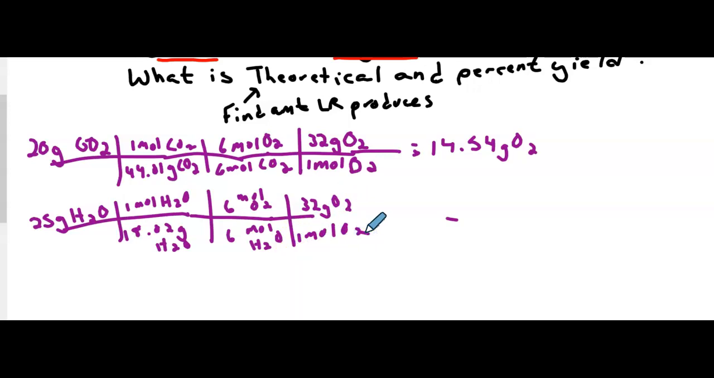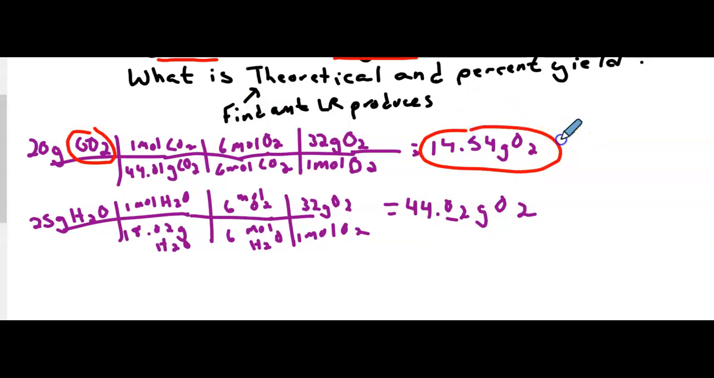All right, 25 times 6 times 32 divided by 18.02 times 6. And that's going to give us 44.40 grams of O2. Okay, so that means that we know our limiting reactant had to be CO2 because it gave us the least amount of product, and that is your theoretical yield. So again, it's just exactly what you've been doing. We just didn't call it that.